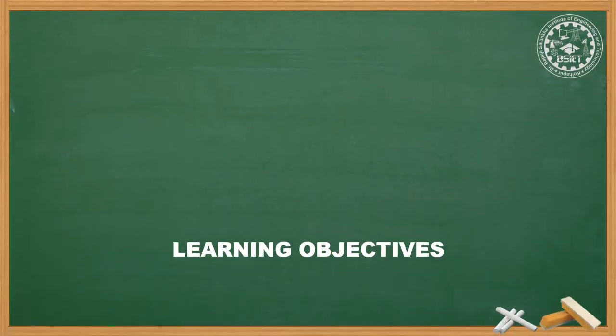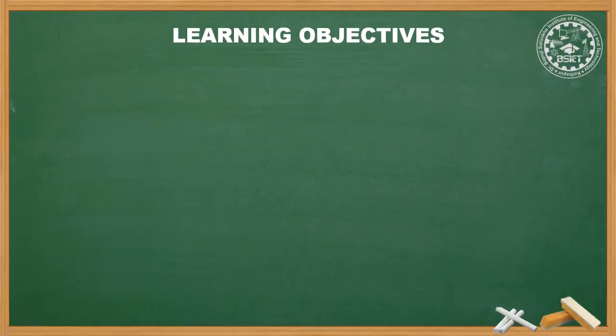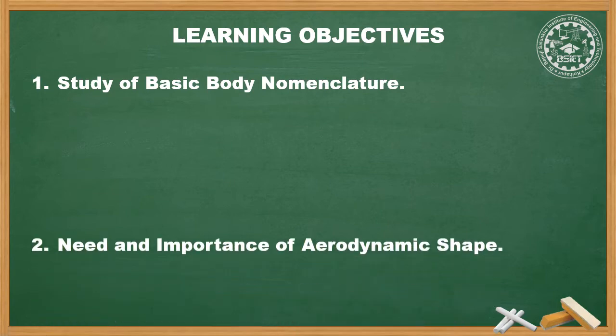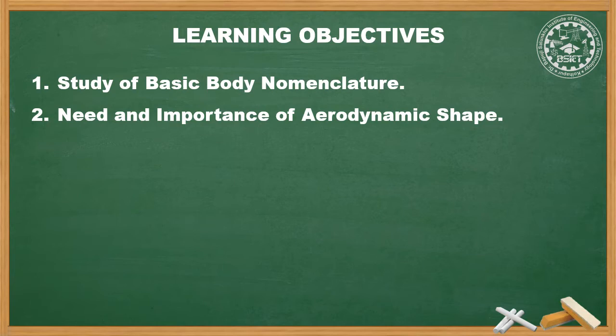The learning objectives for today's session are: number 1, study of basic body nomenclature, how an automobile body is manufactured, and the various nomenclature of an automobile body will be studied in today's session. Second, need and importance of aerodynamic shape. Aerodynamic shape is the shape of a vehicle to overcome the air resistance or air force. The importance and need of the aerodynamic shape for an automobile body and different aspects of aerodynamics will be studied in today's session.